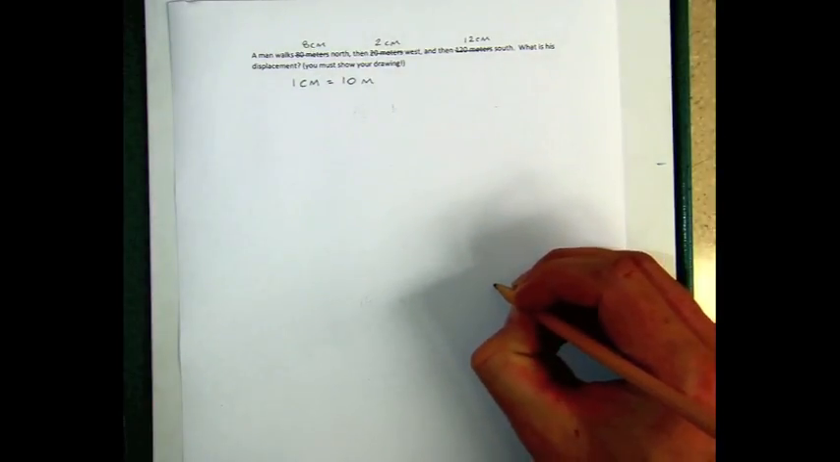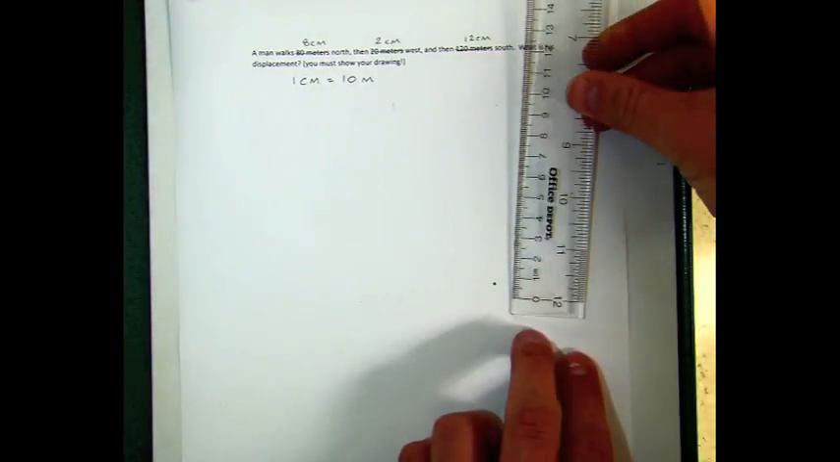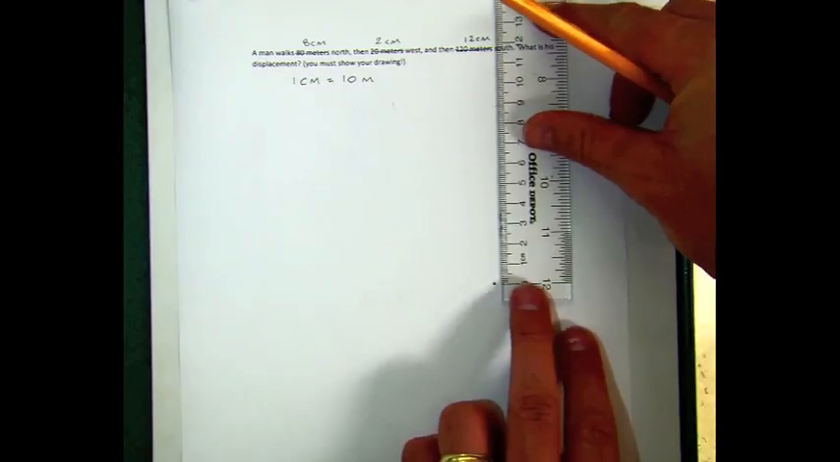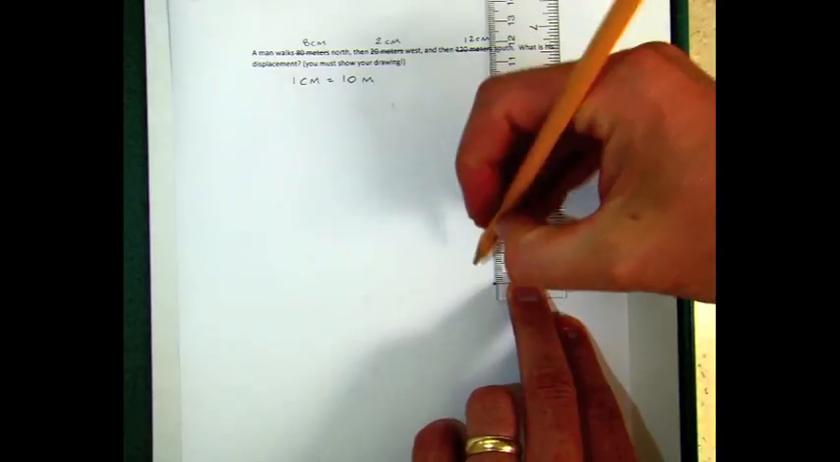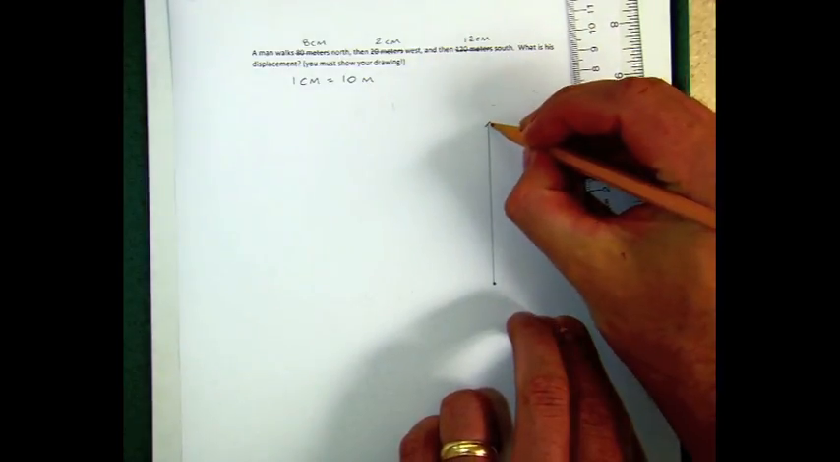When we draw vectors, we start with the origin and we line them up head to tail. So I'm going to start here. My first line representing 80 meters north is going to be 8 centimeters in length, and it's going to go straight to the north, which would be up on my paper. So I'll draw the first one in, and I put an arrow on the end of it.